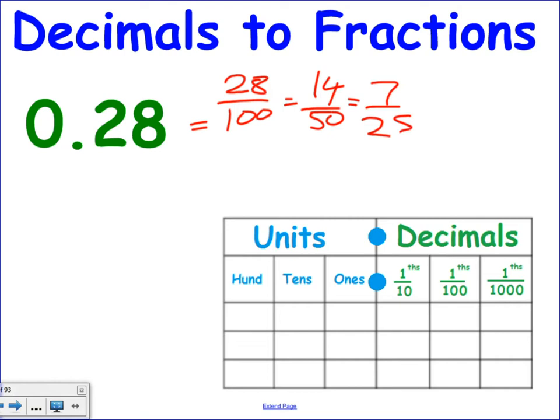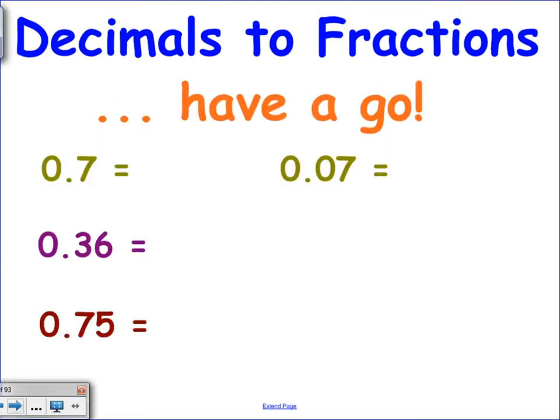Can I simplify it again? No. Because 7 is a prime number, it doesn't go into 25, end of. So straight away, I've gone from decimals to fractions. Yeah, really. Okay. There's a couple for you to have a go at. Let's do them quick.